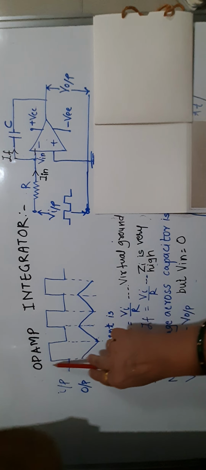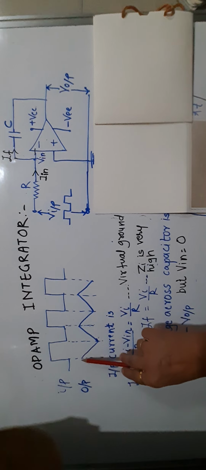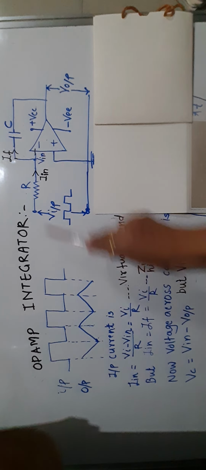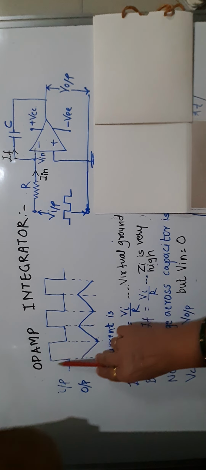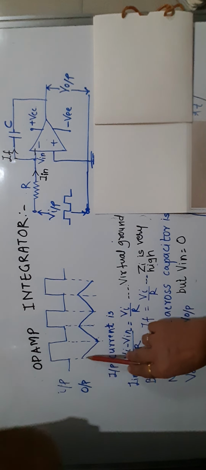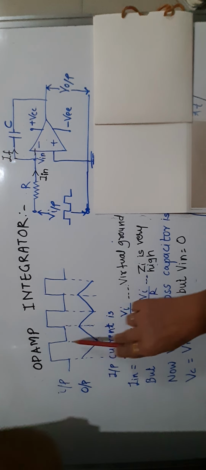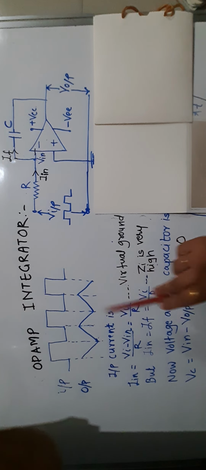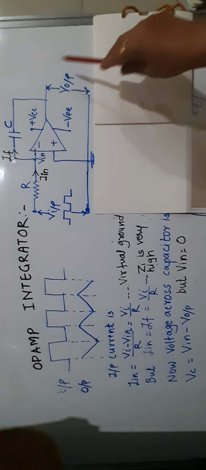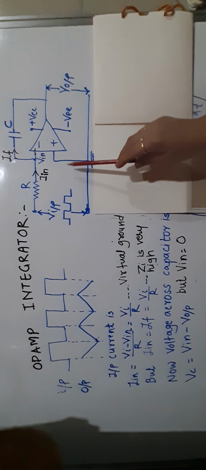See, the input is a square wave. If a square wave is given as input, then at the output we get a triangular wave due to charging and discharging of the capacitor. As this is the inverting terminal, for a positive input, when the input is high, we get decreasing output, meaning discharging of the capacitor, and when the input is low, we see charging of the capacitor. Again discharging, charging, discharging, charging. In this way we get a triangular wave at the output of this integrator circuit. So this is all about the construction of the integrator circuit.